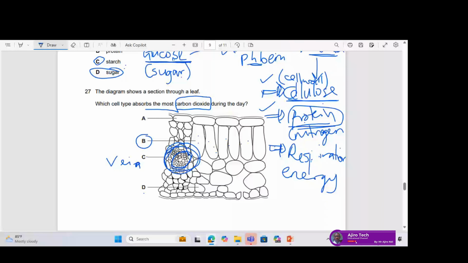The transport vessels, the xylem and what? Xylem and what? Phloem. Thank you. Yeah, so xylem and phloem. So any of these answers will work.